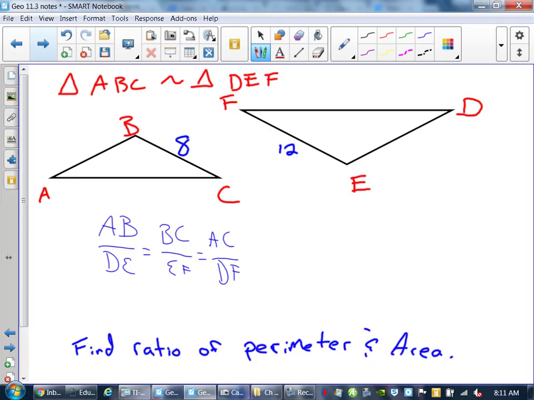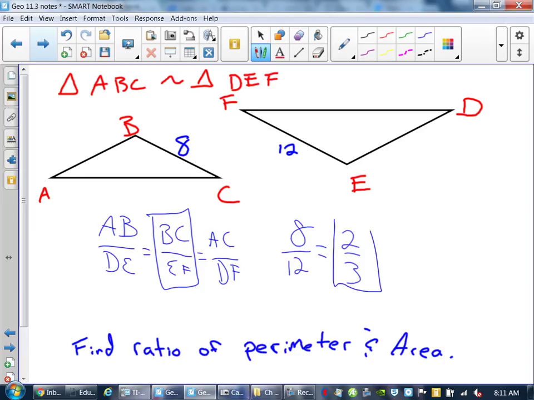So, of those 6 parts, we know 2 of them. We know BC and we know EF. So we know that it's going to be 8 over 12. And do we ever leave our fractions unsimplified? No. How do I simplify that? If I put that in my calculator, it'll do it for me right away. 2/3. So you get 2/3.